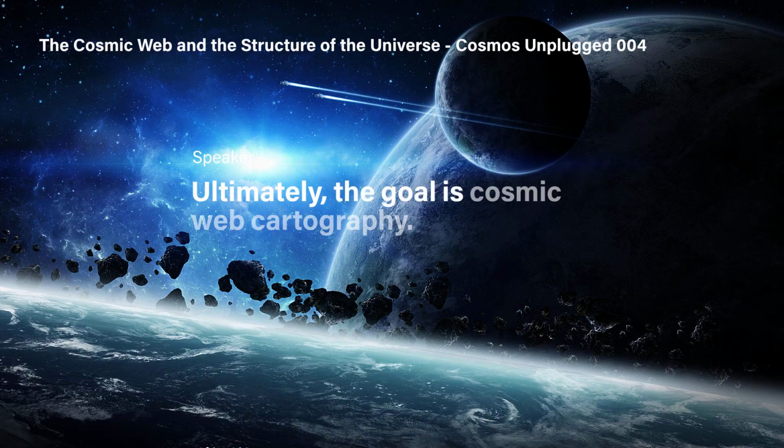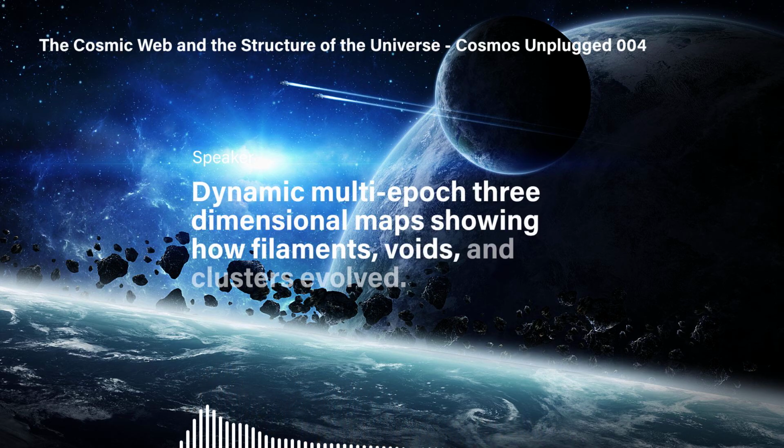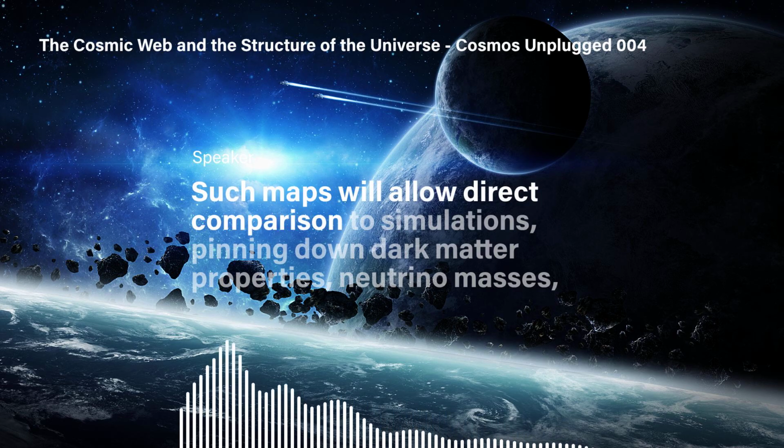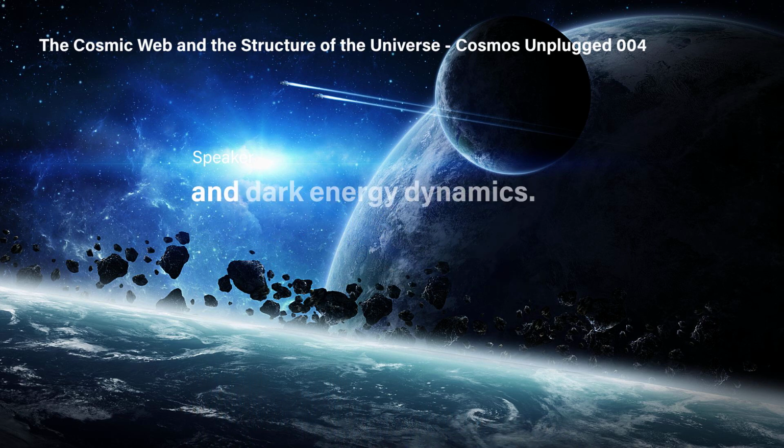Ultimately, the goal is cosmic web cartography. Dynamic, multi-epoch, three-dimensional maps showing how filaments, voids, and clusters evolved. Such maps will allow direct comparison to simulations, pinning down dark matter properties, neutrino masses, and dark energy dynamics.